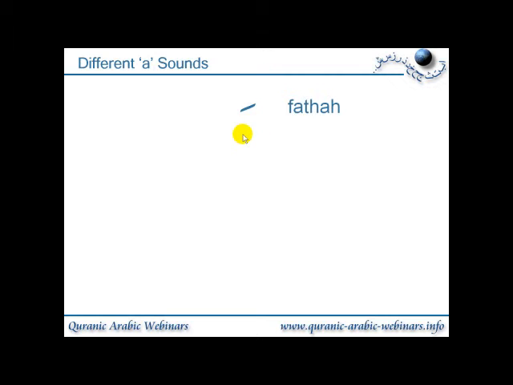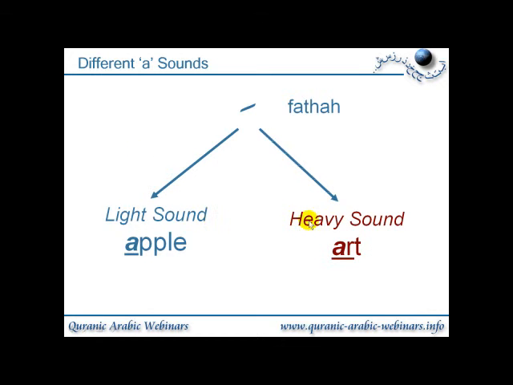With Fathah, letters can produce two types of sounds. One is called light sound and the other is called a heavy sound. A letter with Fathah that produces a light sound gives the sound of A, as in apple, and a letter with Fathah that produces a heavy sound gives the sound of R. So in our examples and practices, the light sounds will be in blue and the letters that give a heavy sound will be in red.